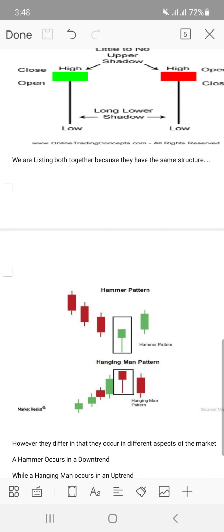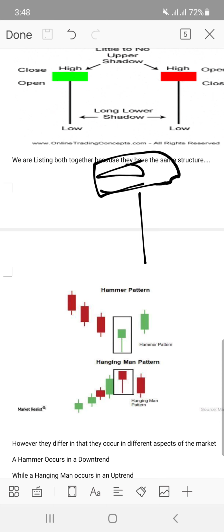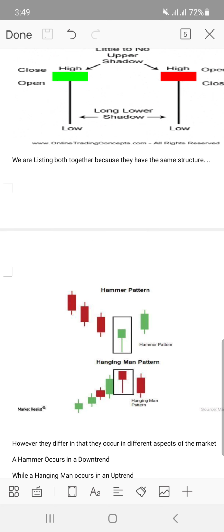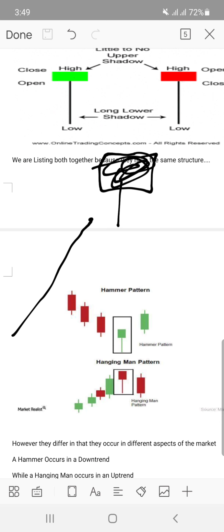You understand? Now, if you see this pattern, when the market is going down, I immediately see this pattern, right? What it means is that what you are seeing there is a hammer pattern. That is to say, when the market has been selling for some time, then you now see this particular pattern, it means that it is a hammer pattern. But when the market has been buying, and you now see this pattern, what it means is that it is a hanging man.